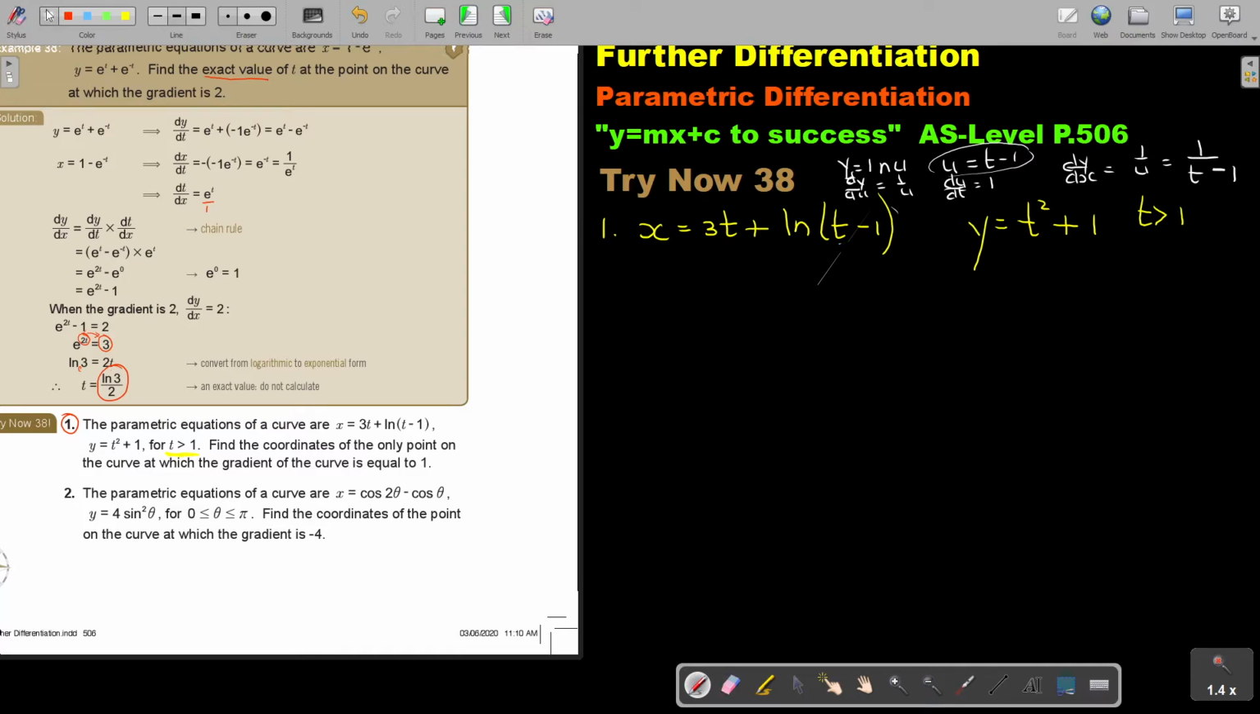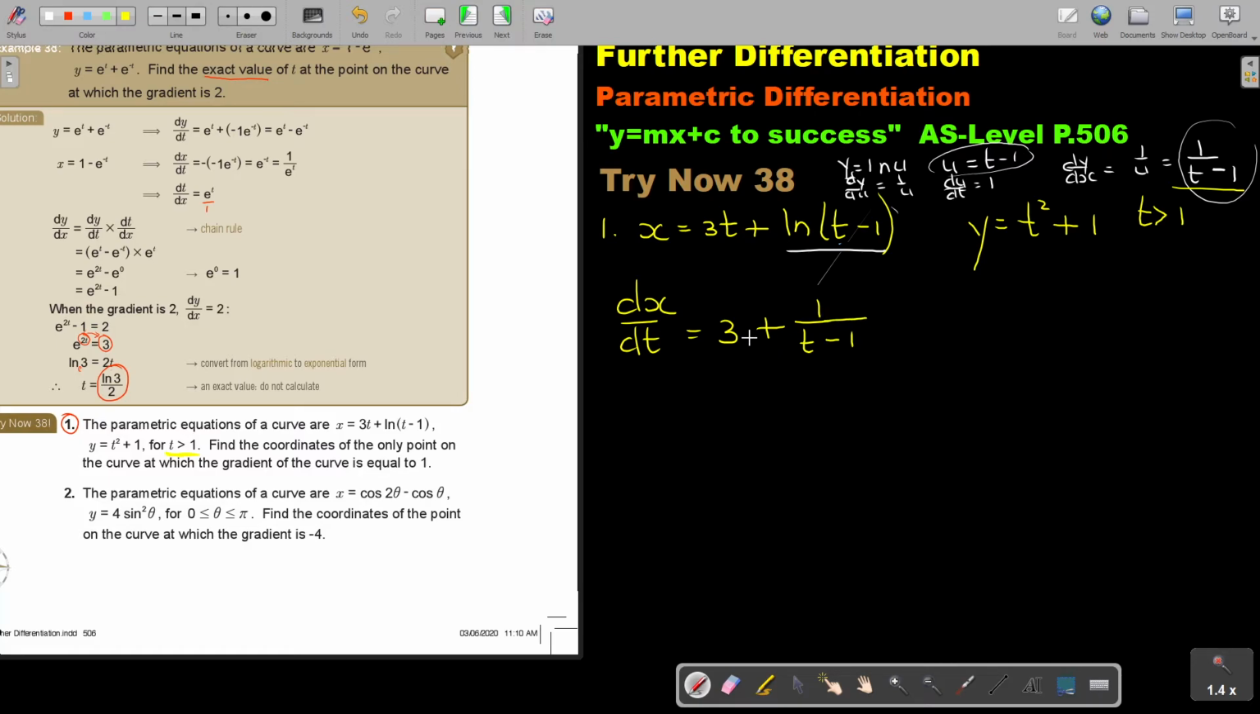Okay, so basically you can do it on the side and then just bring your final answer in, otherwise it becomes a little bit messy. So, okay, now you can say dx over dt. So let's first differentiate this term. It's just 3. And then I showed you this one. So it's plus 1 over t minus 1.